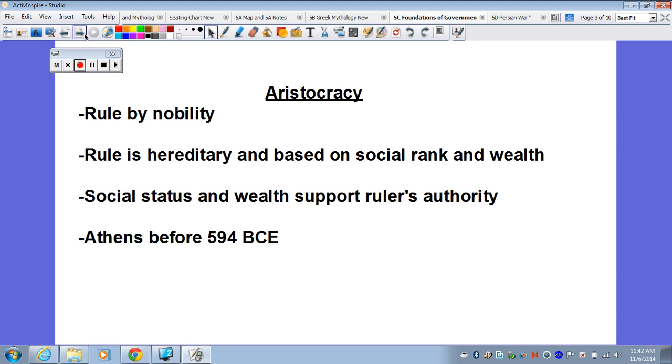Next up, we have aristocracy, which is a different type of government. It means rule by nobility, and the nobility basically means the rich landowners. So all the rich landowners get together and make the decisions themselves. This is obviously hereditary. Aristocracy will stay in the family. Rich families will continue to have power and wealth, so they'll use that to rule. And we'll see this in Athens before they turn to democracy, which we'll talk about in a little bit. They are mostly an aristocracy.